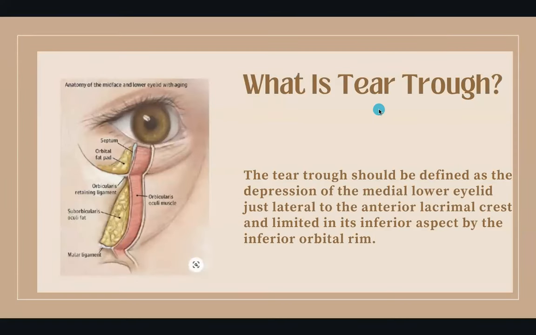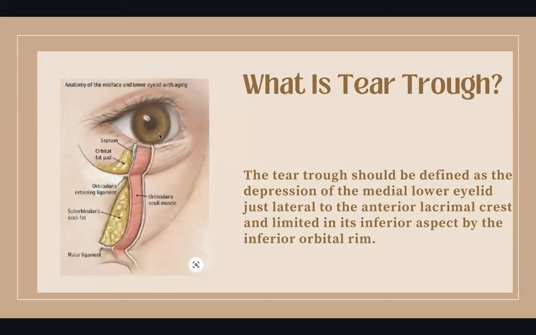Thank you. So first of all, what is the tear trough? It is the medial depression, a depression in the medial lower eyelid, just lateral to the anterior lacrimal crest and limited in its inferior aspect by the inferior orbital rim. We will understand the tear trough with various diagrams.